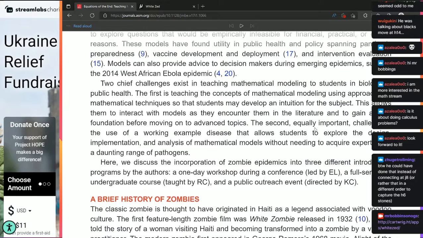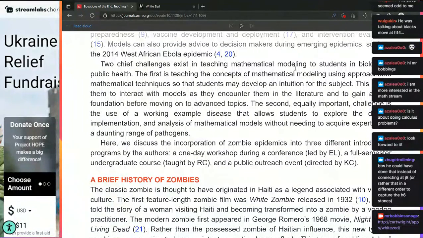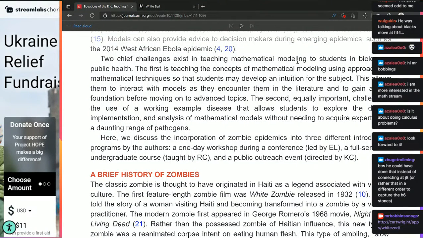But two chief challenges exist in teaching mathematical modeling to students in biology or public health. The first is teaching the concept of mathematical modeling using approachable mathematical techniques, so that students may develop an intuition for the subject. This allows them to interact with models as they encounter them in the literature and to gain a solid foundation before moving on to advanced topics.